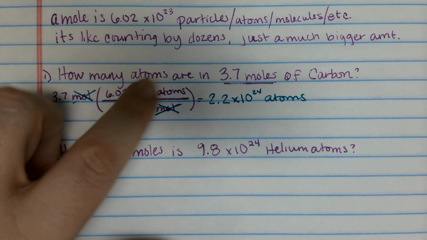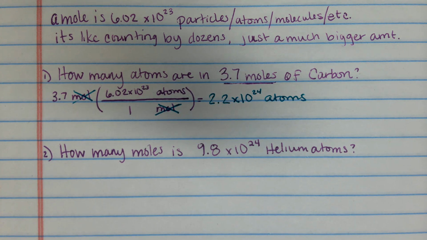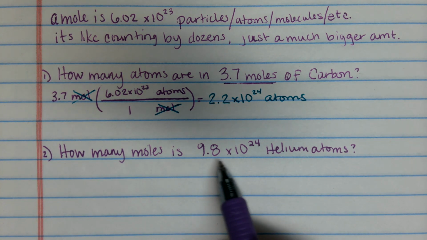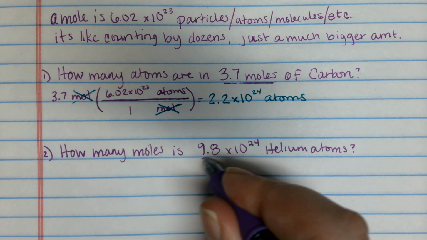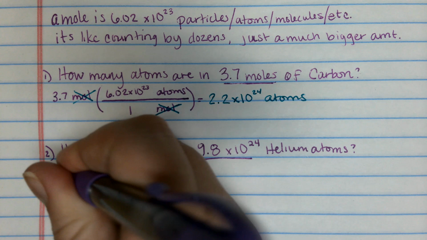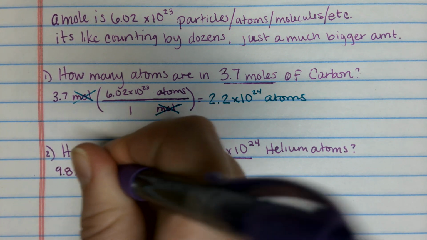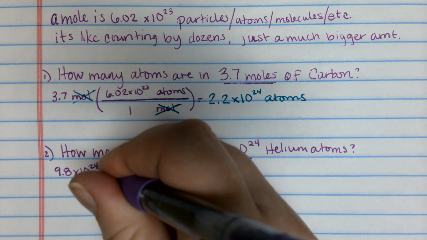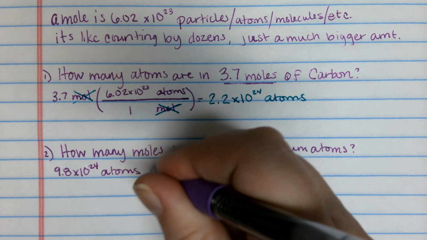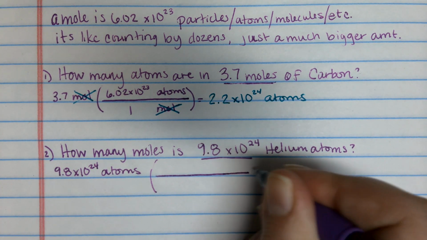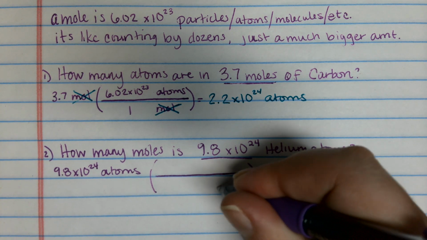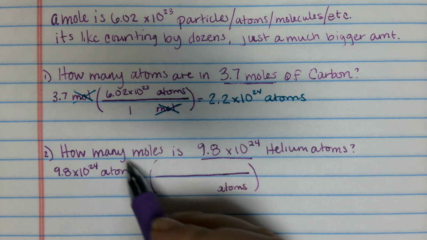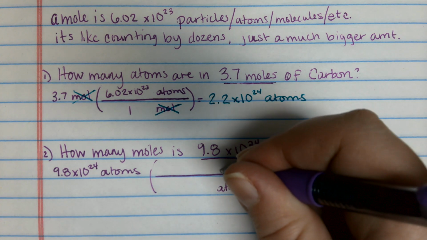So this one was converting moles to atoms. Now we're going to do the same thing, but we're going to convert atoms to moles. How many moles is 9.8 times 10 to the 24 helium atoms? So I'm going to write down my given information, which is right there. 9.8 times 10 to the 24 helium atoms. Here, open parentheses, just like that. Now this time I want to cancel out atoms, so I'm going to put atoms on the bottom. And I want to convert to moles because I'm saying how many moles.